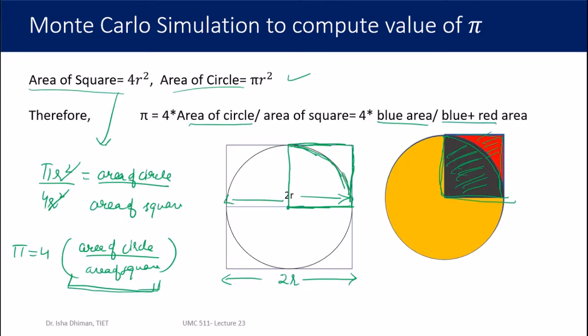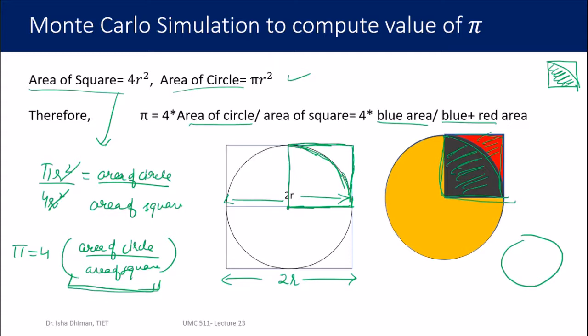So now my problem is just this much, only this much, you can say. So if I compute this blue area and if I compute this blue plus red area, I'll be through. I'll be getting the value of pi. So now the question is how to do that.